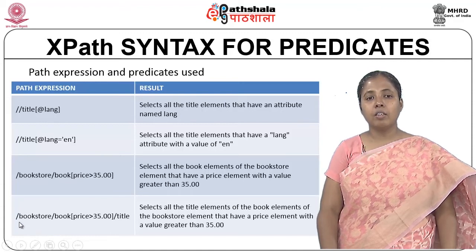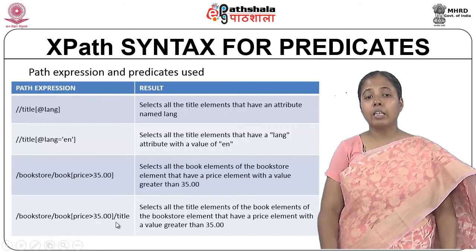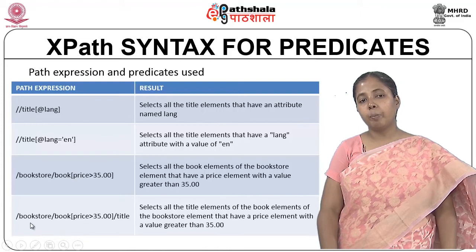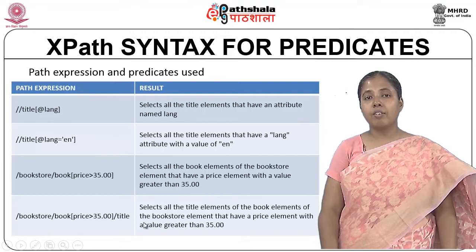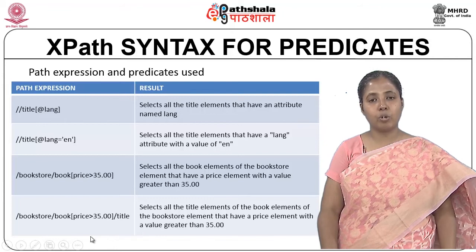Now, we can see this is a path expression which tries to select the titles of all books under the bookstore element, but the price should be greater than 35. So, the path is given, it starts from the bookstore, it goes to the book, the price of the book should be greater than 35, and if so it selects the title. So, it selects all the title elements of the book elements of the bookstore element that have a price more than 35.